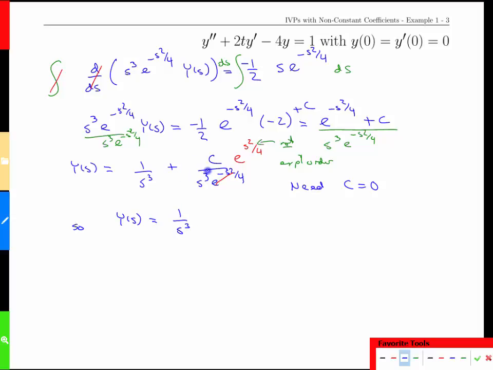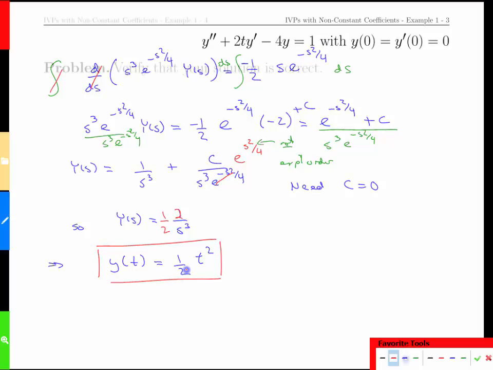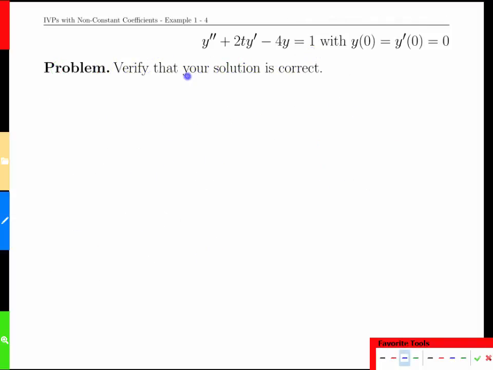That also simplifies our life immeasurably when it comes to the inverse transform, because it means y of t in this case is the inverse of this, which is t squared, and we need a 1/2 to make that work, because we need a 2 on top to make the transform work correctly. So 1/2 t squared is our solution. Well, does that make any sense? Let's verify that before we wrap this problem up.